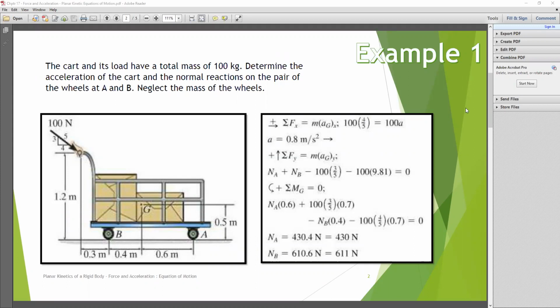Okay, in this example, what we have is a cart and some loads on it. The total mass for this particular cart, together with the loads, is 100 kg. For this example, we are going to determine the acceleration of the cart as well as the normal reactions on the pair of wheels at A and B.